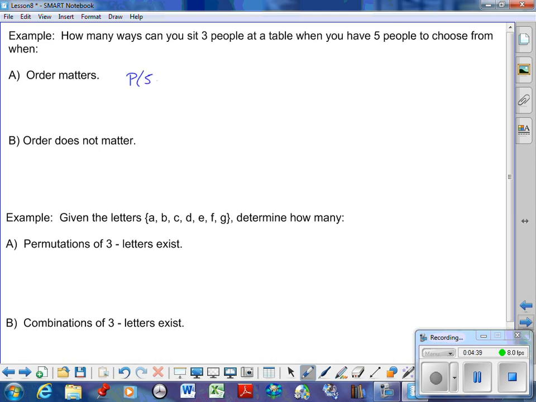I have 5 people to choose from. I'm going to select 3. So I'm doing 5 permutation 3, and I get 60. What happens if order doesn't matter? What happens if it's just a group of friends? Then it would be combination 5, 3, which results in 10. So significantly less.